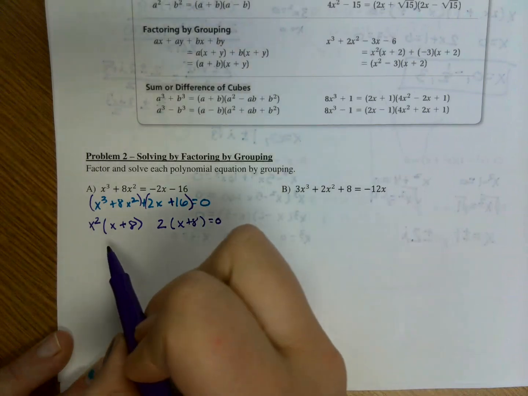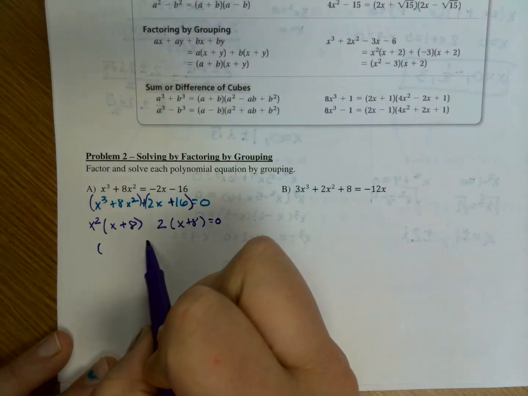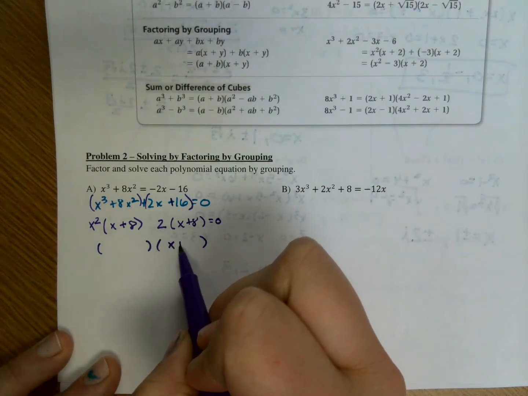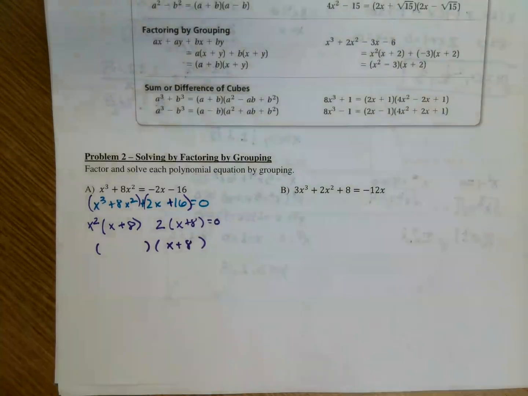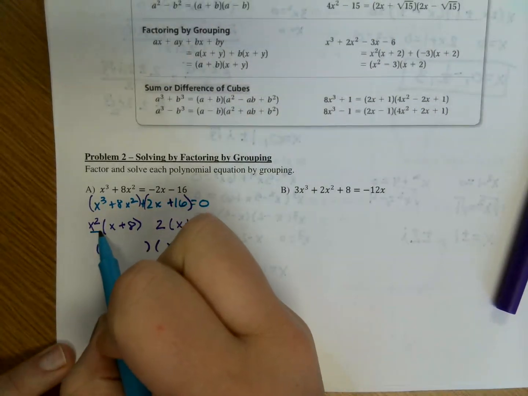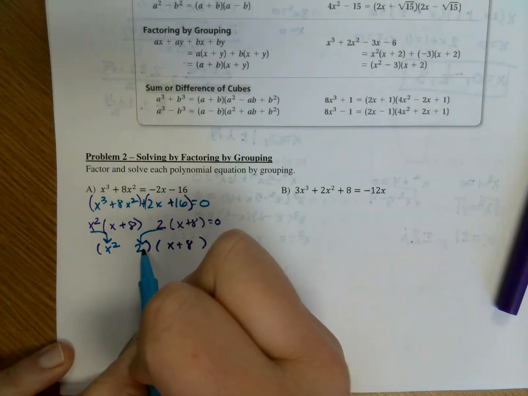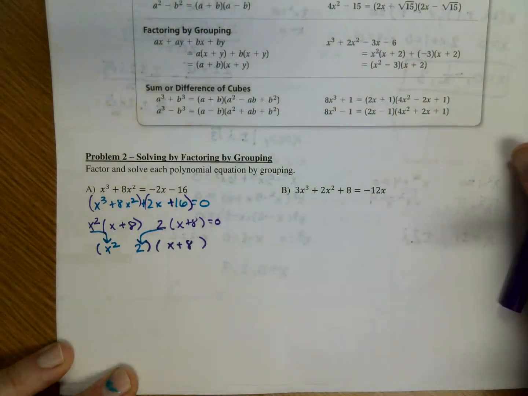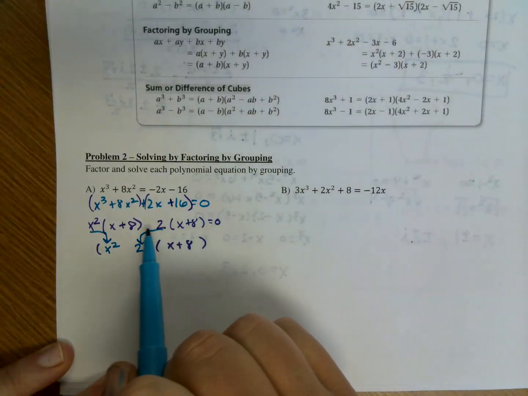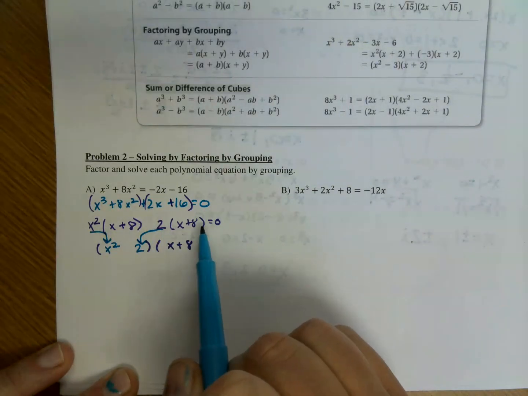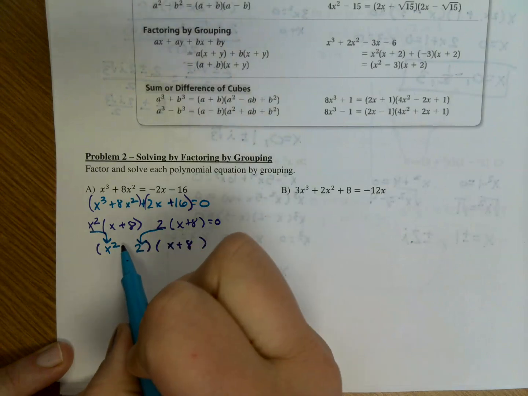Now, what you can do is one of your parentheses is x plus 8 because that's what you got in both of these. Both of these had an x plus 8. The other parentheses is what you took out. So my x squared, and I took out a 2. This is that thinking process. So sometimes people can do this in their head. That's fine if you want to, but this is the thinking process.